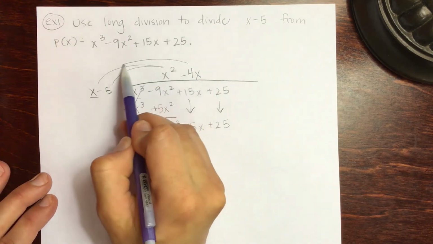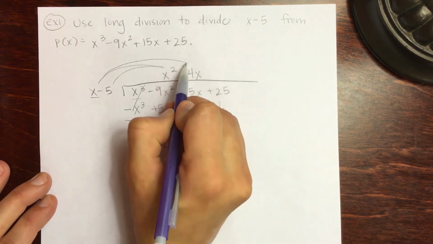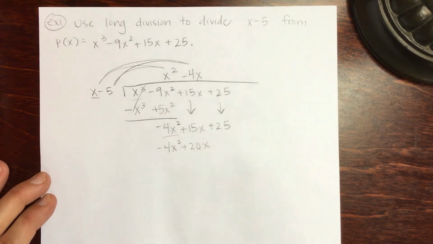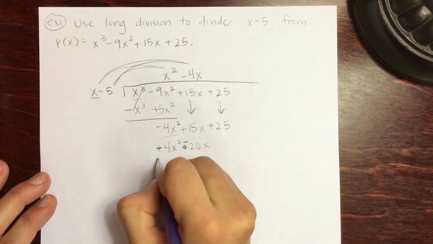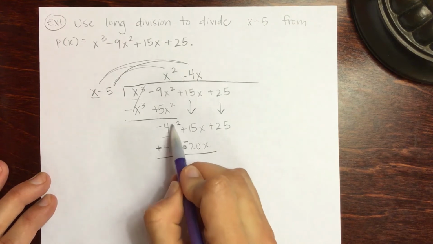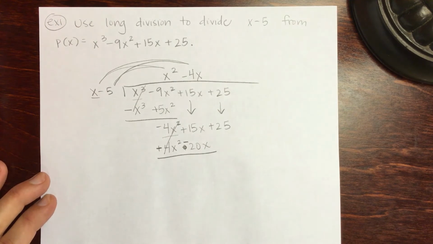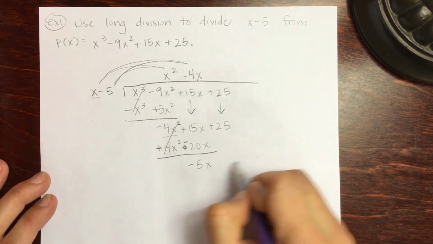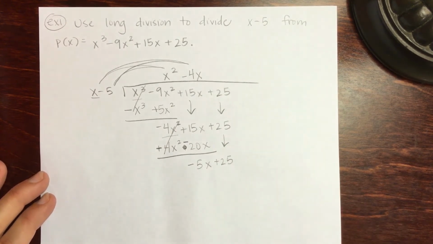So negative 4x times x is negative 4x squared, and negative 4x times negative 5 is positive 20x. Subtract. That means change these signs and add. Negative 4x squared plus 4x squared is 0, which was the whole point of that. We wanted that to cancel out. And then positive 15x minus 20x is negative 5x. Bring down the unused term and repeat.